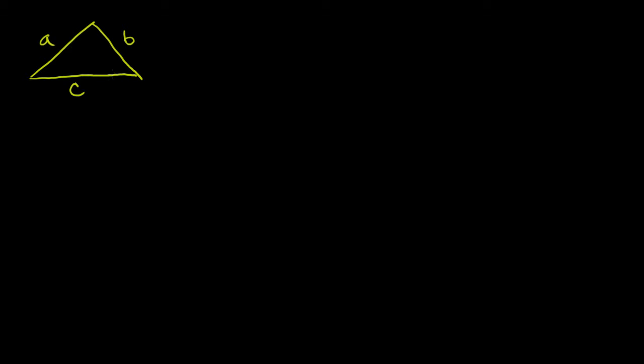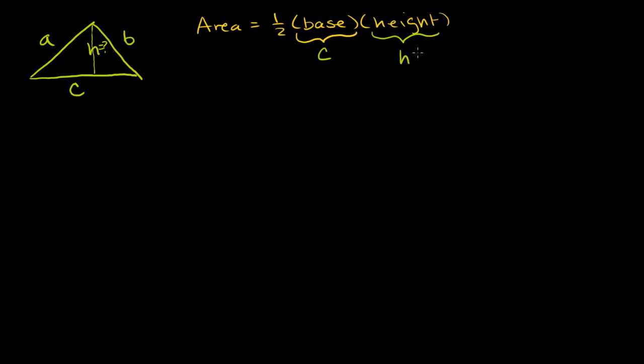And so far, all I'm equipped with is the idea that the area of a triangle is equal to 1/2 times the base of the triangle times the height of the triangle. So the way I've drawn this triangle, the base would be side c, but the height we don't know. The height would be that h right there, and we don't even know what that h is. So the question is, how do we figure out the area of this triangle?